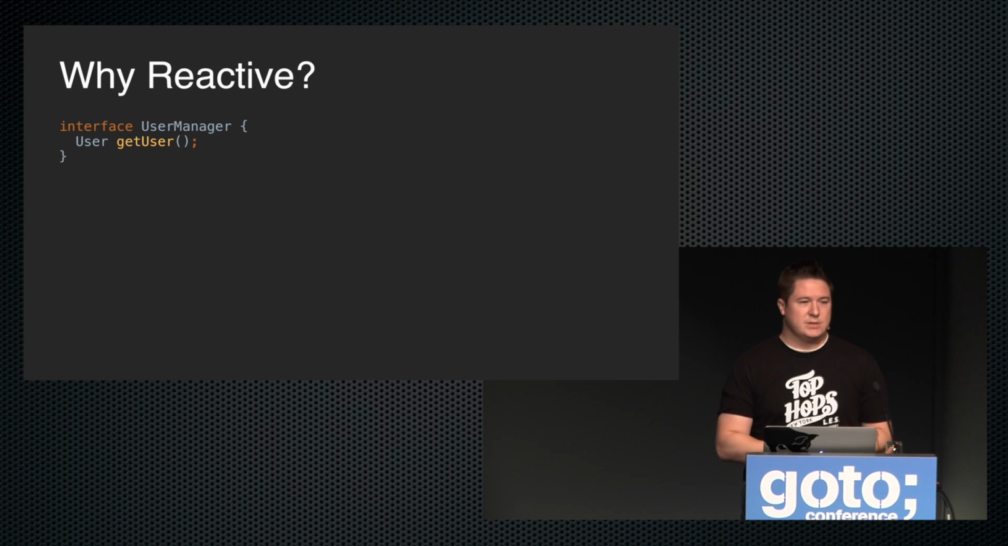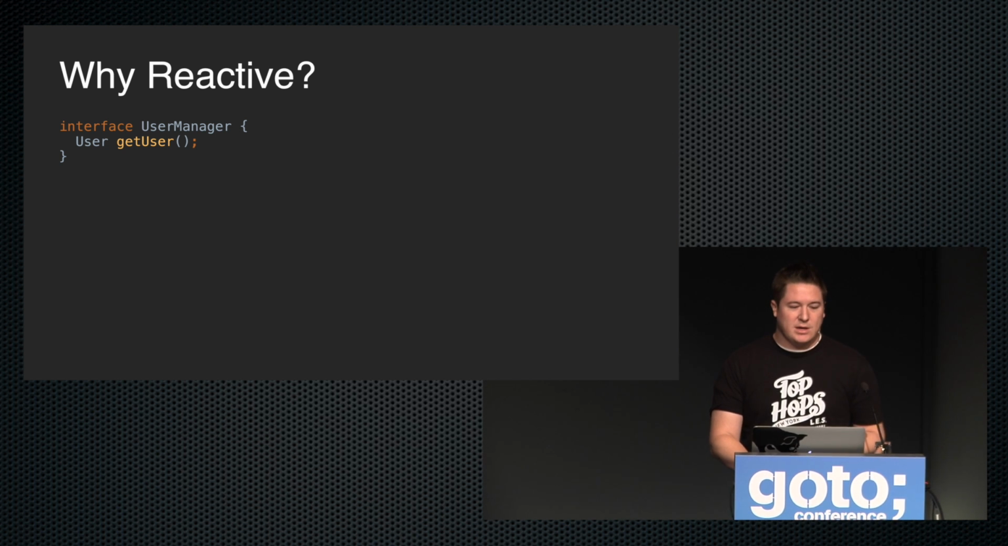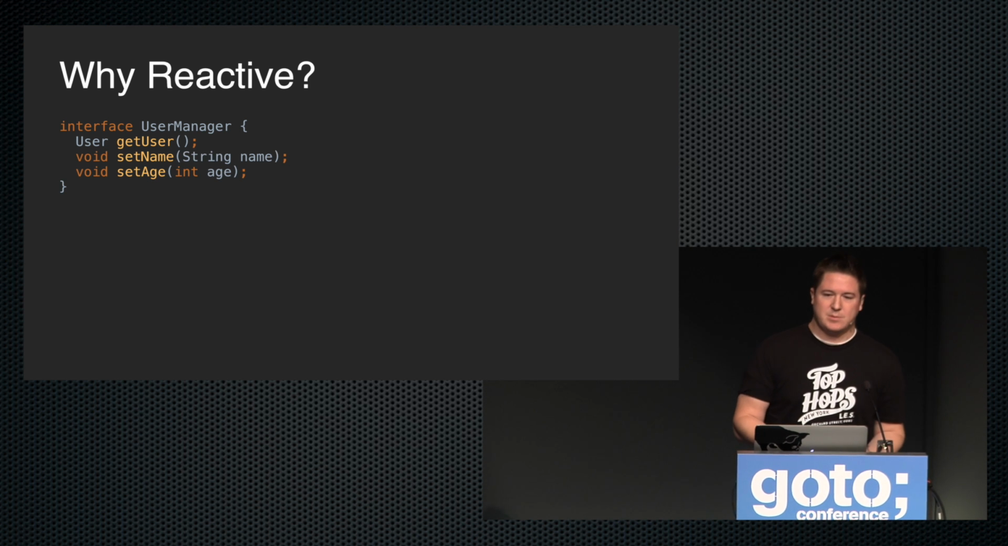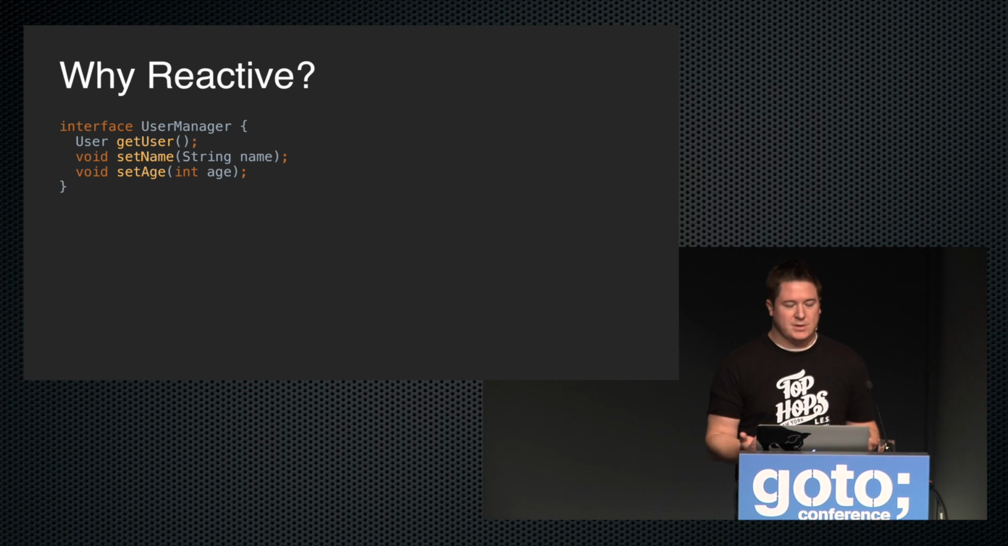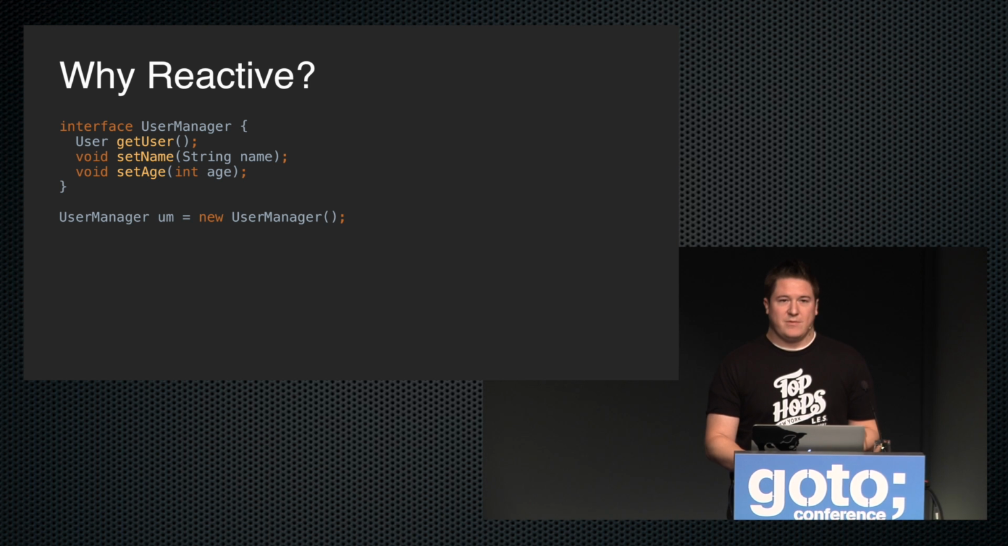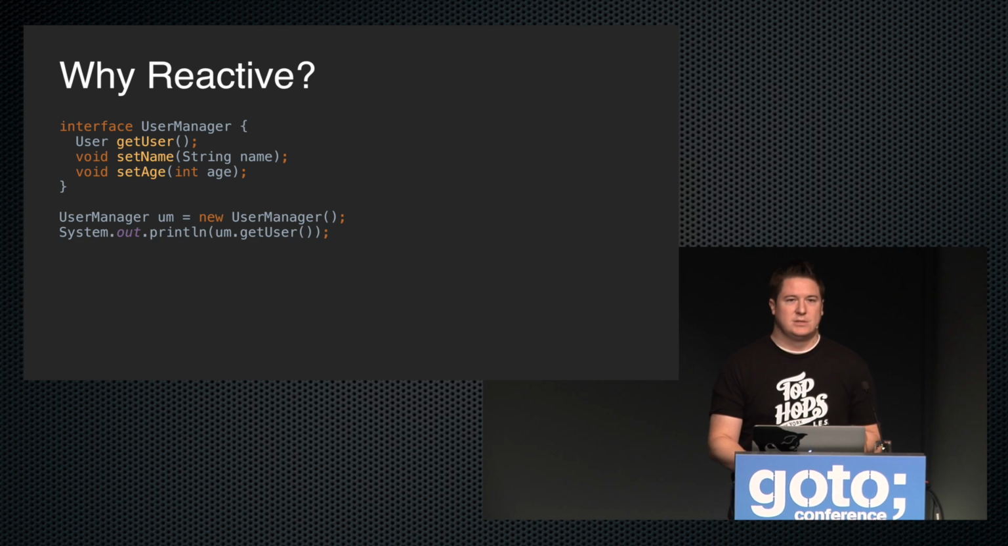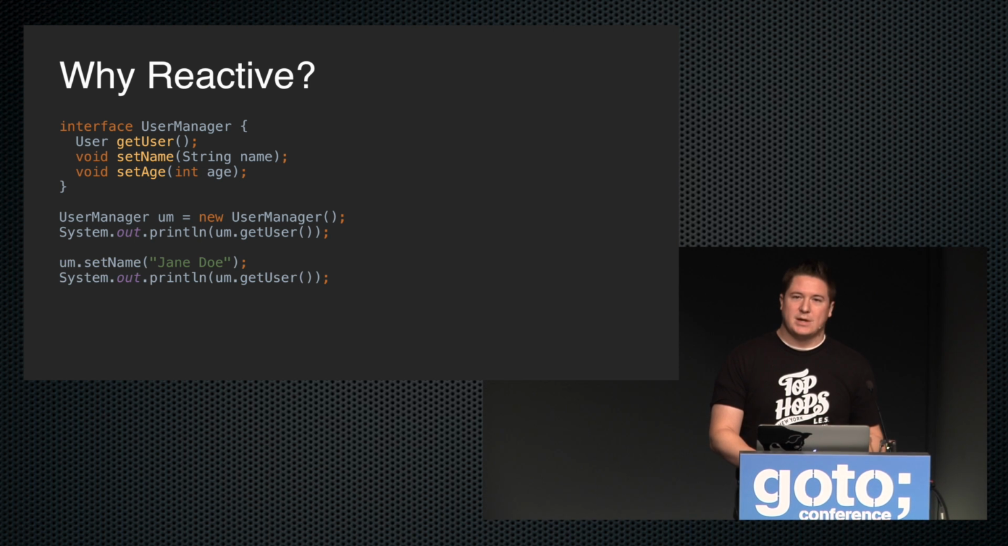So let's look at this through an example to understand why I think this is such a big problem. Start with a simple class that can get us a user object and has some mutators on it. Now, if we're living in a synchronous, single-threaded world, we can use this totally fine, and we can rely on it to behave exactly as we expect. Create an instance, print out the user, modify some of its properties, print out the user. This behaves exactly as you expect.